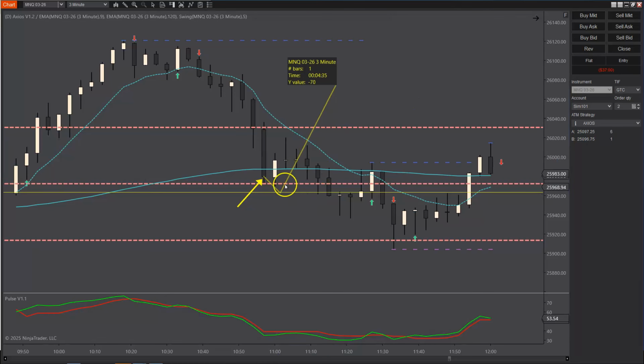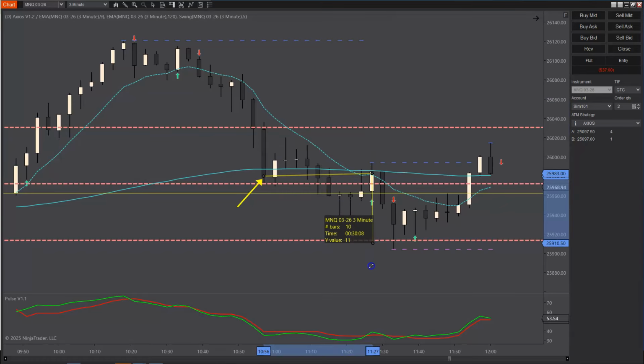That'd be fine. And we close back below, and then we end up hitting the target here. And we hit target here. Or, you know, if you didn't hit your target, then you would be out here minus 10 ticks at the green arrow. Let me find one more example.